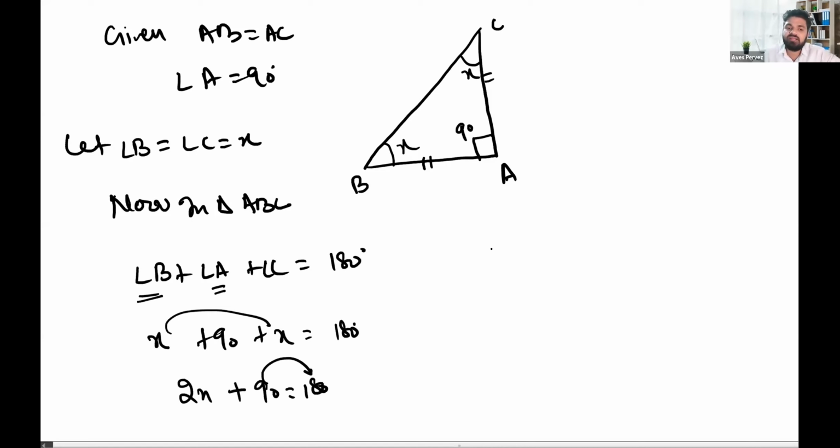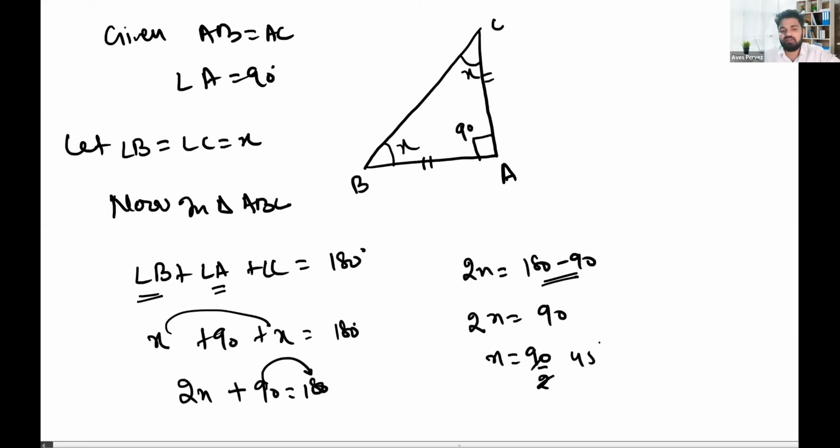This will go to that side and get subtracted. 2x is equal to 180 minus 90. Then 2x is equal to 90. Then x is equal to 90 divided by 2. You will get 45 degrees. So angle B will be equal to angle C will be equal to 45 degrees.